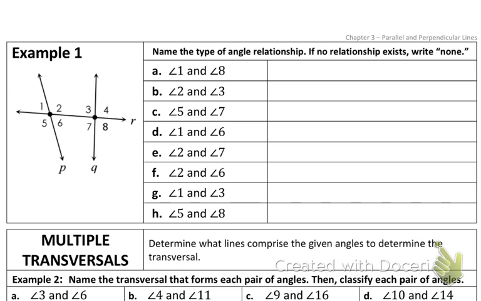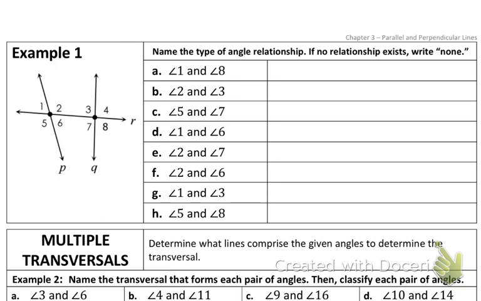Now we have a whole bunch of angle relationships. Our job is to name the type of angle relationship or write none. So I'll do the first one. 1 and 8. They're on opposite sides of our transversal. Remember, our transversal is that one that connects the two.